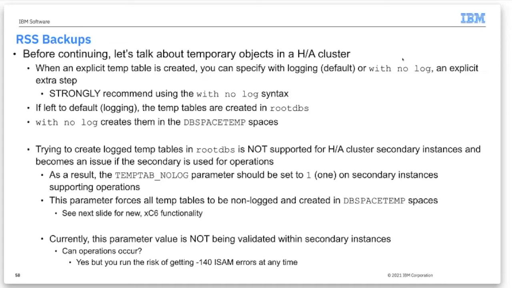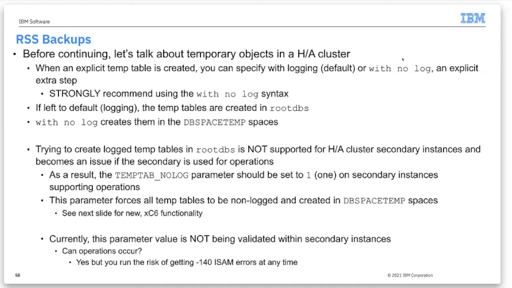Now, trying to create logged temp tables in root DB space is not supported on HA cluster secondaries, and it can become an issue if you're using these secondaries for operations. So we have this temp tab no log parameter, which should be set to 1 on these secondary instances to support your temporary table operations.